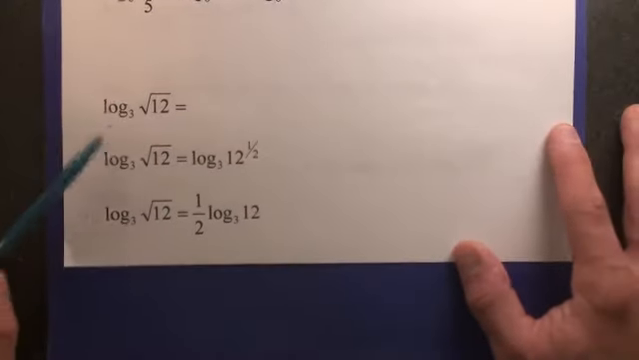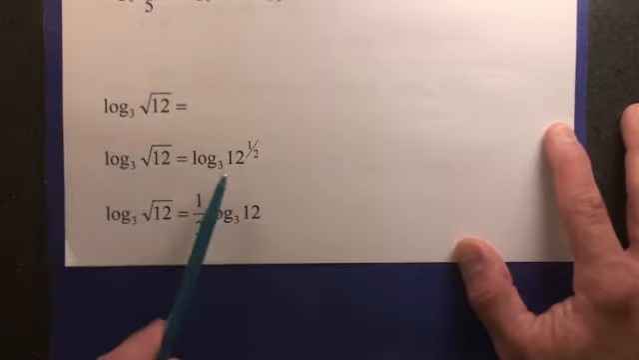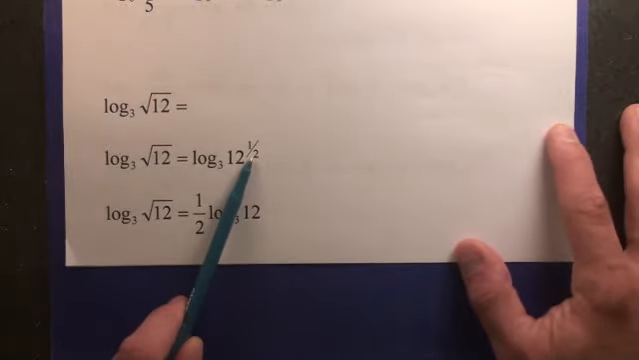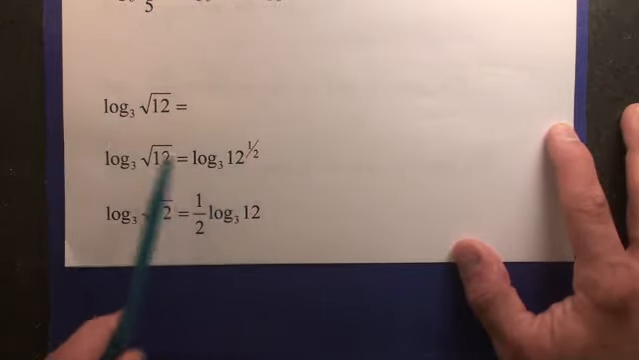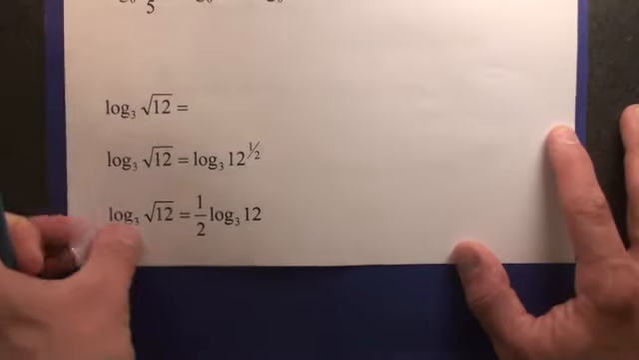Next one: log base 3 of the square root of 12. We're going to rewrite the square root of 12 as 12 to the 1/2. Then we can bring the 1/2 in front. So it gives us 1/2 log base 3 of 12.